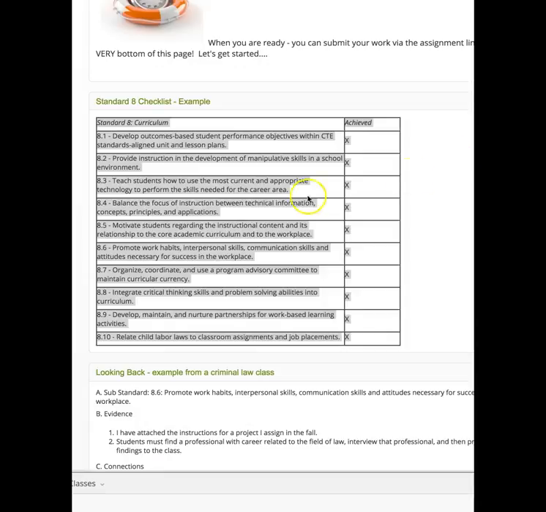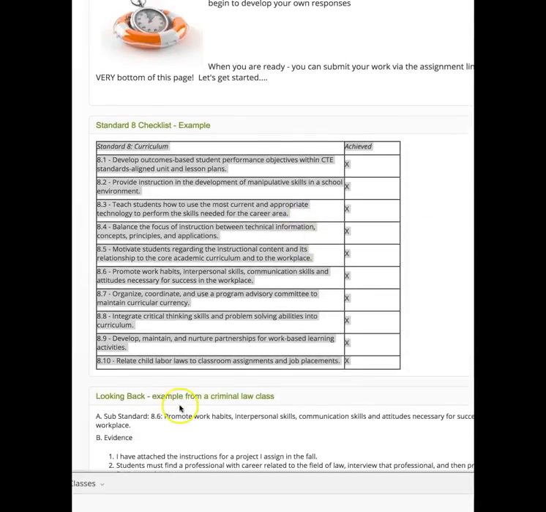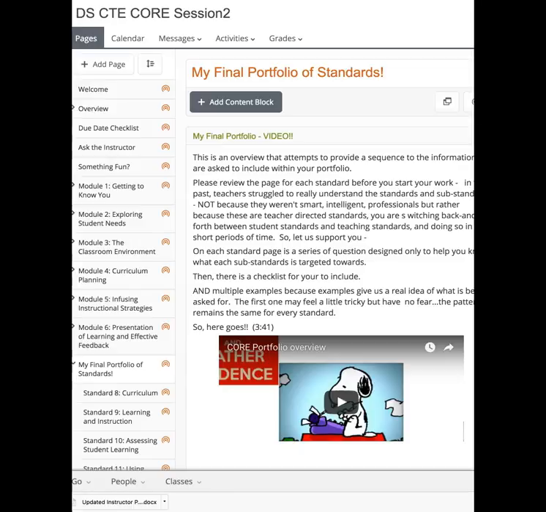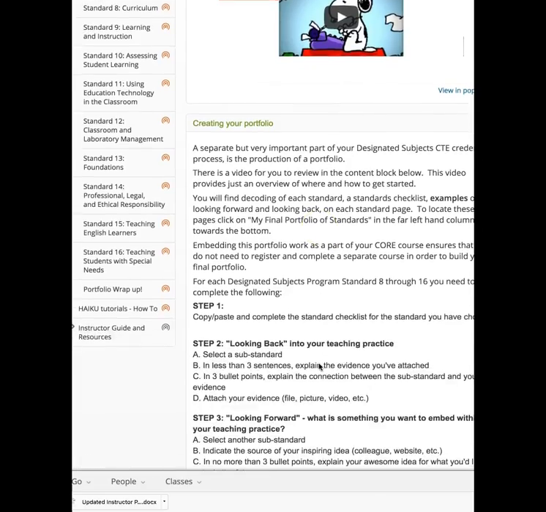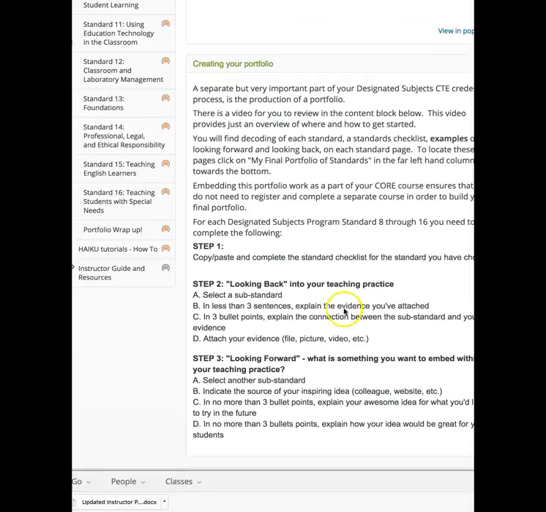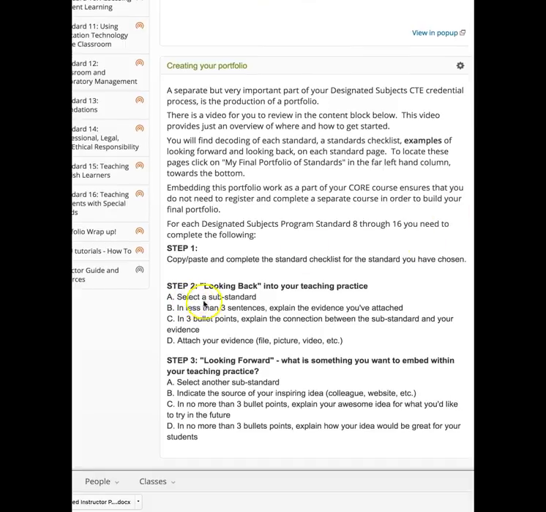What's next? Well, let me take a look. Looking back. Suppose for the first time I'm doing this, I say, I don't remember what's in looking back. I go to my portfolio of standards and I scroll down and I go, okay, what do I have to do for looking back? Let's take a look. So here it is. I select one substandard. We'll take a look at what that is. In less than 3 sentences, I'm going to explain my evidence. Then I'm going to say how the evidence connects to the substandard, and then I'm going to attach my evidence. Okay, so let's go do that.